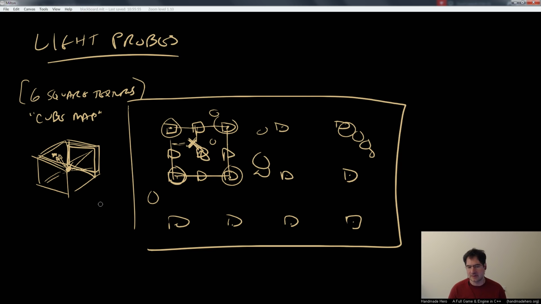It's just a step in solving the problem. It's a way to cache intermediate lighting information that can be useful. It might be useful for us in Handmade Hero. It's useful to be aware of these kinds of schemes, certainly.